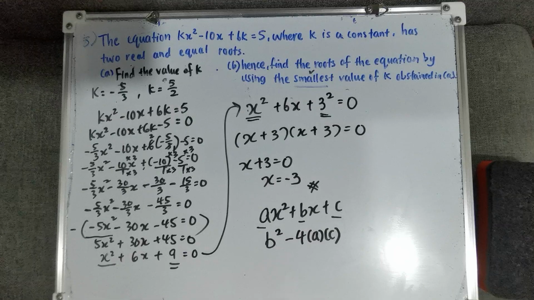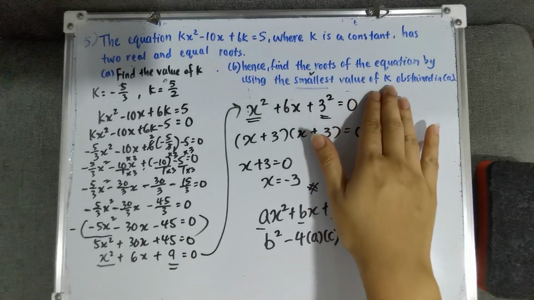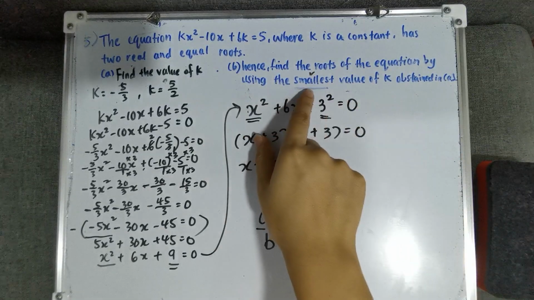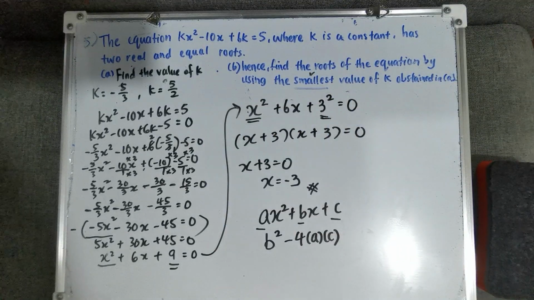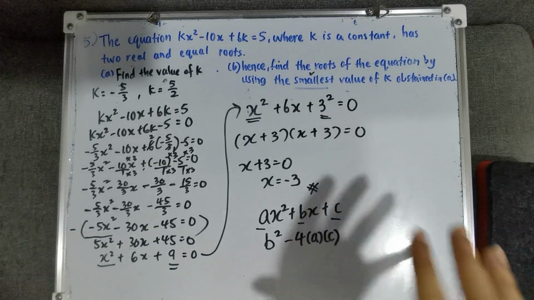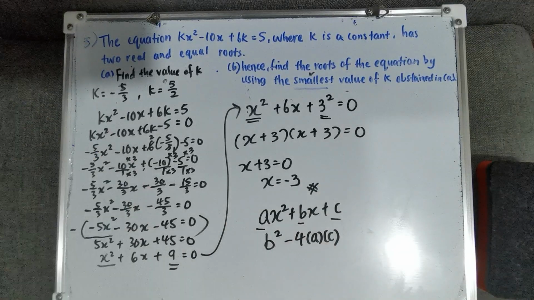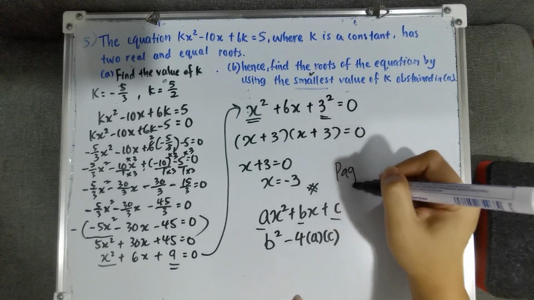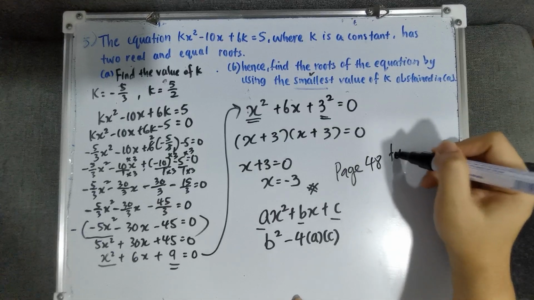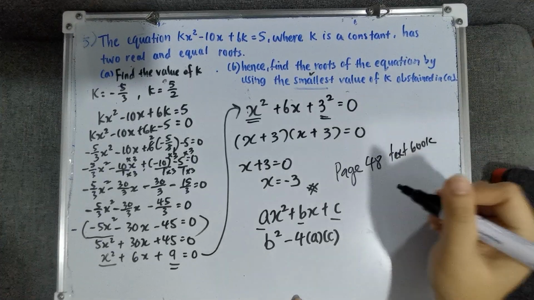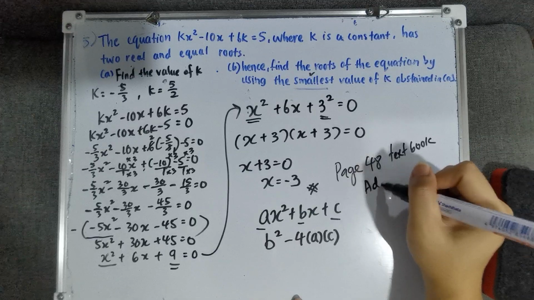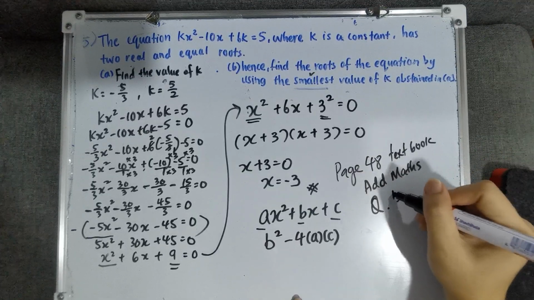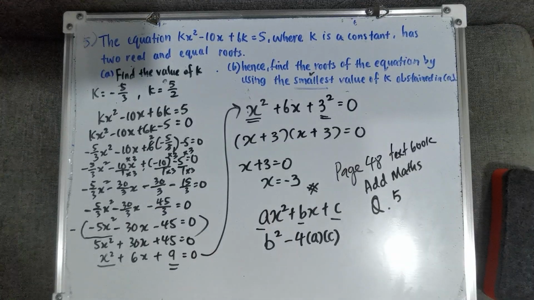So once you find the value, you have to check on the condition. What is the condition? For example like this, they need you to choose the smallest value of k to find b. Therefore, you have to choose the smaller one. So this is your page 48 textbook, your maths textbook. Question number 5. I hope you can understand.